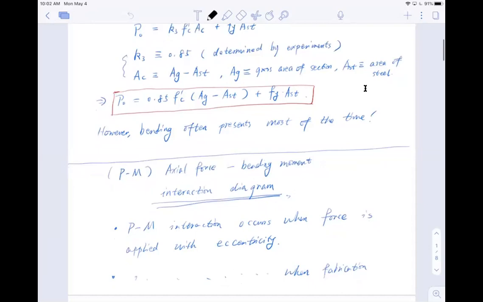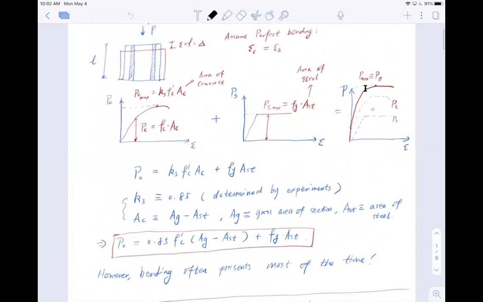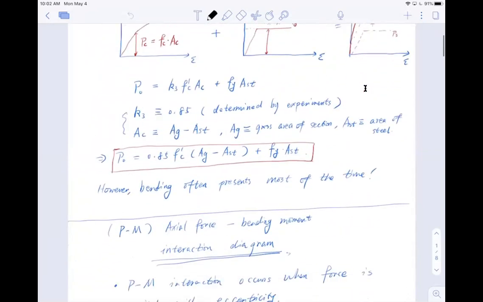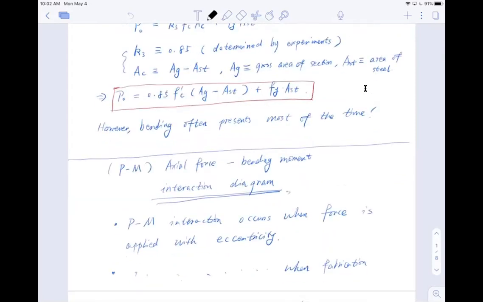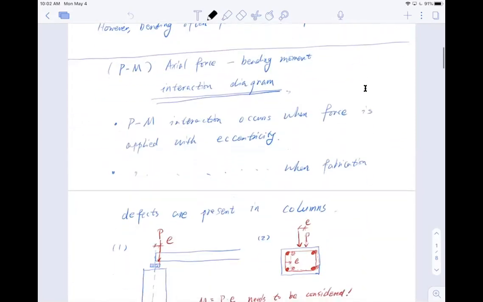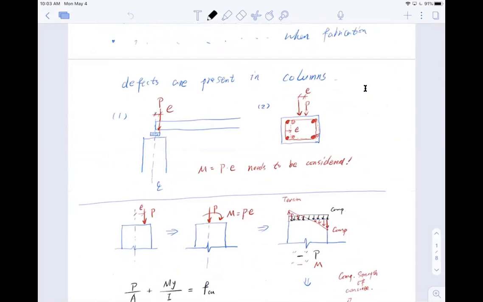So quickly coming back: we talked about the compression of the column, and we know that the compression can be taken by both the concrete and steel. This is the equation for it, with a 0.85 reduction factor for the concrete, and we use the yield strength of steel for the compression of the steel reinforcement. The most important thing is the interaction diagram, the corresponding force-moment diagram. And we talked about how the moment can be generated by axial forces due to eccentricity.